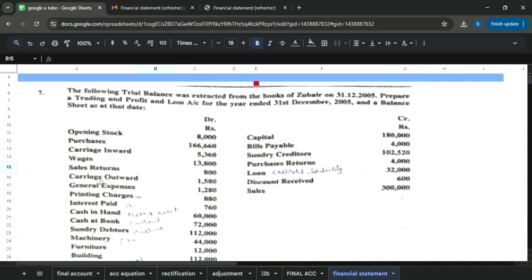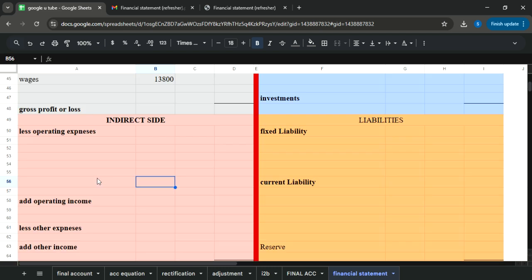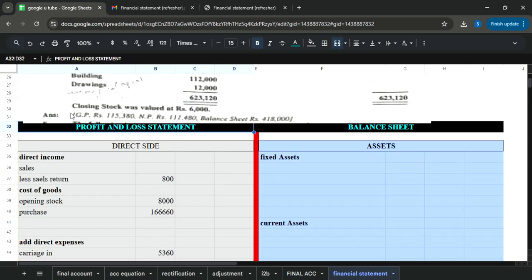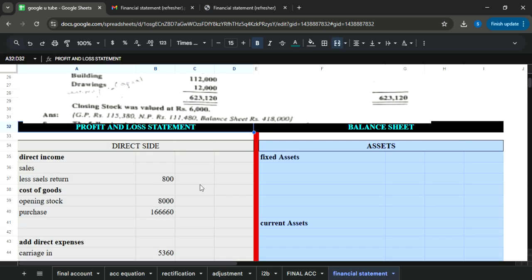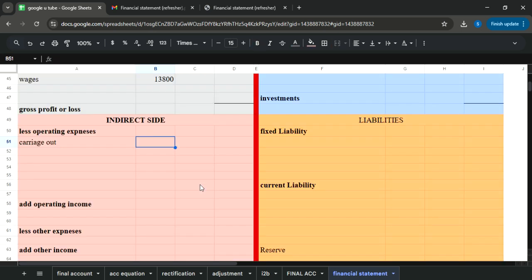After sales return, we have carriage out. Please notice, above was carriage in and now we have carriage out, which is part of the operating or indirect side. Here you will write carriage out. Let's see how much the amount of carriage out is. That is 1580. Write down the amount in front of it.